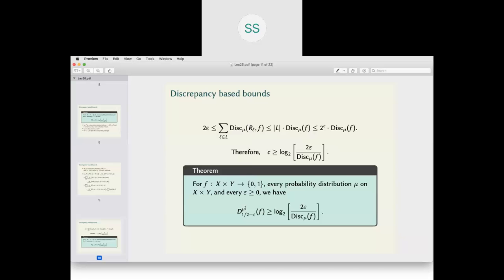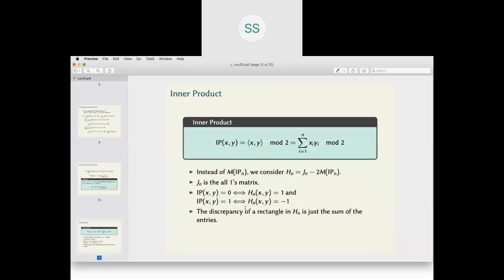So now, one way is to find functions, find distributions for which the discrepancy is small, right? So that is what we will see now. And the example that we'll consider is the inner product function. Inner product of two 0, 1 vectors is just the summation over all the indices of xi yi, and the summation is modulo 2. So that is the inner product function.